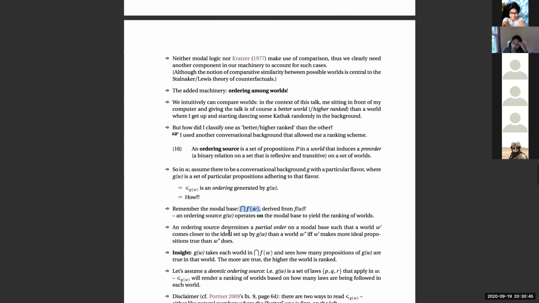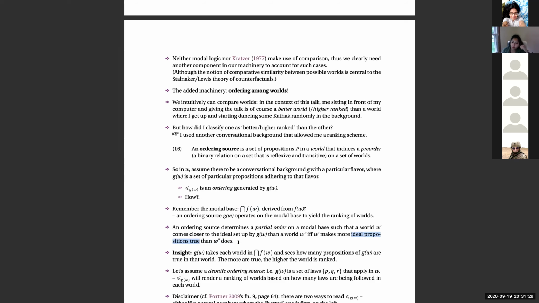So how does this work? An ordering source determines a partial order. Partial order means not everything has to be ordered with respect to each other; some things can be left having no ordering relationship between each other. So an ordering source determines a partial order on a modal base such that a world W prime comes closer to the ideal set up by GW than a world W double prime. We get this ordering if W prime makes more ideal propositions true than W double prime does. Where are we getting these ideal propositions? We are getting them from GW.